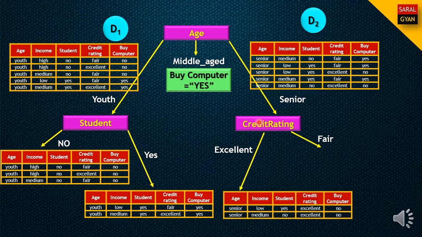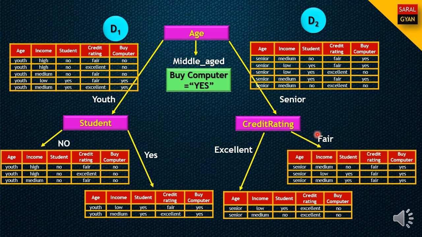And when credit rating is excellent, you can see all the values in the buys computer label attribute are no, so no further classification is required here also. And when credit rating is fair, again the buys computer attribute has all values yes, so again no further classification is required. If there had been some no values and some yes values, then again we would have to repeat the entire process. Again we would calculate the information gain for the rest of the attributes and figure out the attribute with the highest information gain. This process will go on, and this algorithm is known as the CART algorithm. So we are following the CART algorithm steps and we have constructed the decision tree.